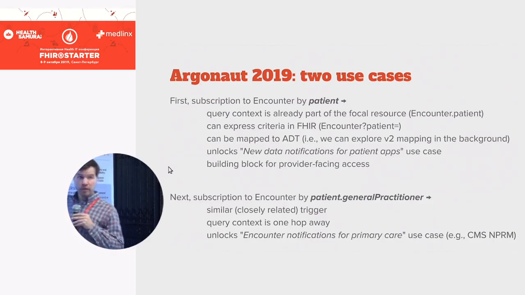And so the first use case here is subscribing to encounters given a patient ID. This is very useful, for example, if I have a personal health record application and I want to get new encounter notifications into that app as soon as they happen.